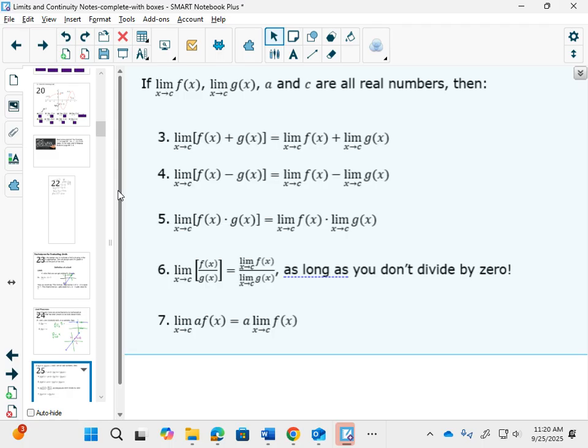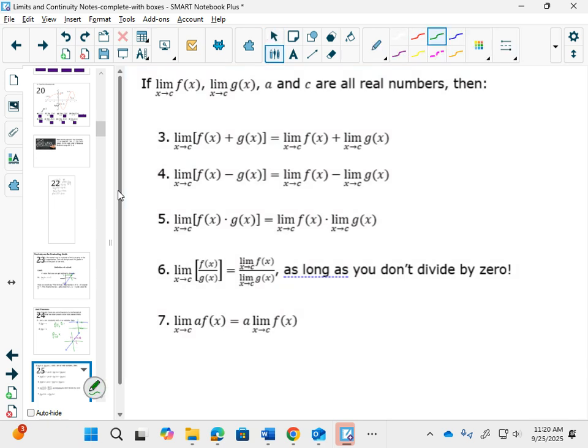If the limit as x goes to c of f of x and the limit as x goes to c of g of x exist, a and c are real numbers, then the limit as x goes to c of two functions added together is the same as finding the limits of each one on their own. So that means, for example, we could do the ones that we already know. Right, those are two that we already know.